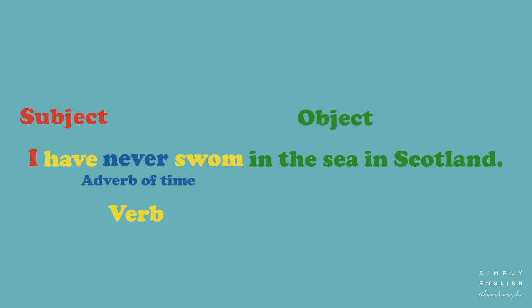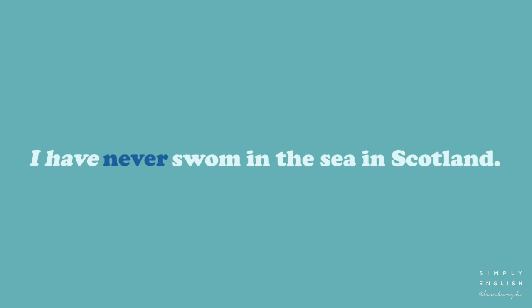Now if we take that negative adverb of time, in this case never, and we move it to the beginning of the sentence, that will cause the subject and the verb to invert. Never have I swum in the sea in Scotland. Now, one of the reasons we are doing this is to add emphasis for a little bit of dramatic effect, and just in terms of your writing to show off a little bit more flexibility of the word order.